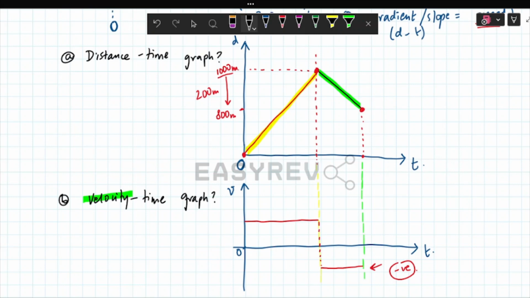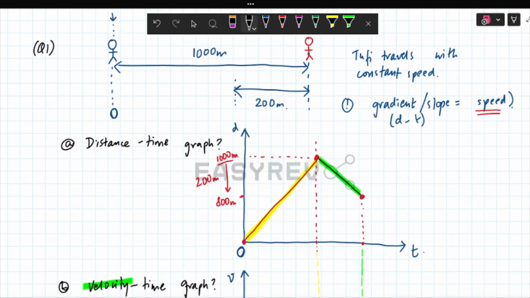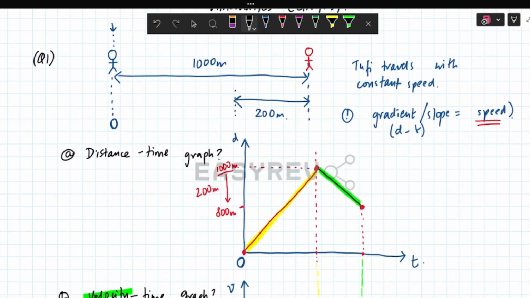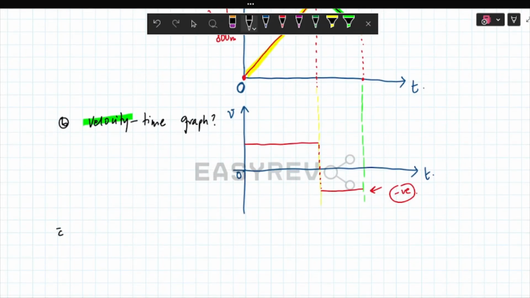Great. Now let's add another layer of complexity to this scenario. Let's actually take the same observer Tufi in the same regular kind of motion that we have already described, but let's add a caveat to this. Suppose that Tufi waits 10 seconds before moving backwards.